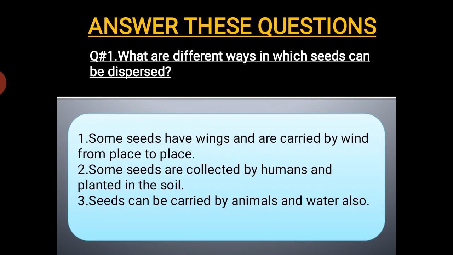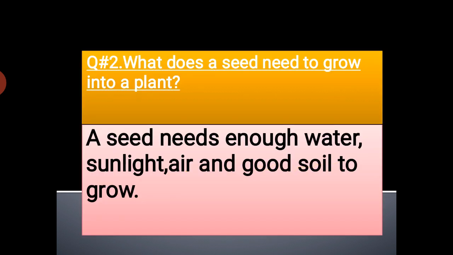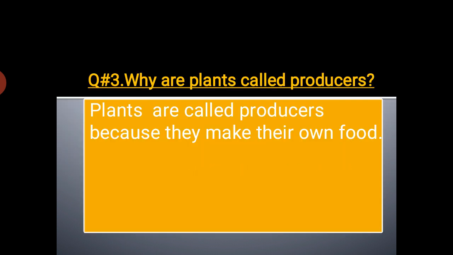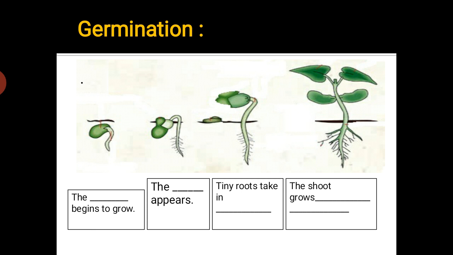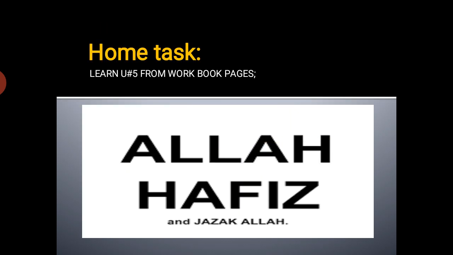There were 3 questions. The first one, what are the different ways in which seeds can be dispersed? Number 2, what does a seed need to grow into a plant? Number 3, why are plants called producers? And the next one was germination and labeling of the diagram. You have to tell the different steps, and we have completed it. Right. Now this was all our 5th chapter that we have completed.